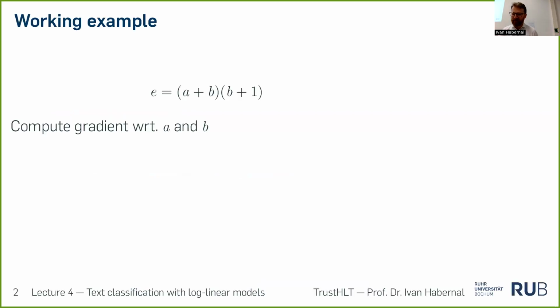Good. So here was the working example. I guess we started already. And this is a very simple function, a plus b times b plus 1. And we need to compute the gradient with respect to a and b. So what is a gradient again? What is a gradient?